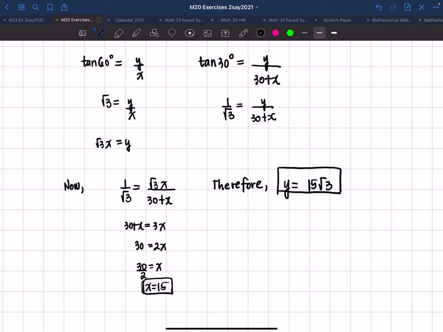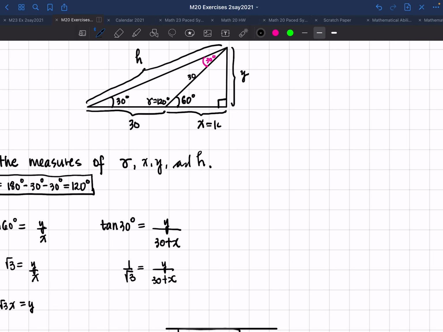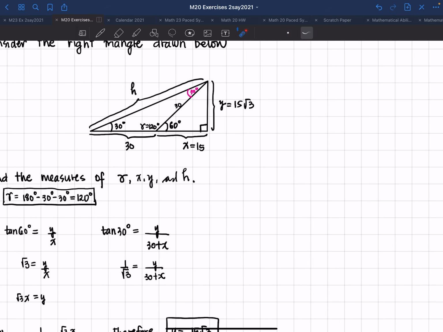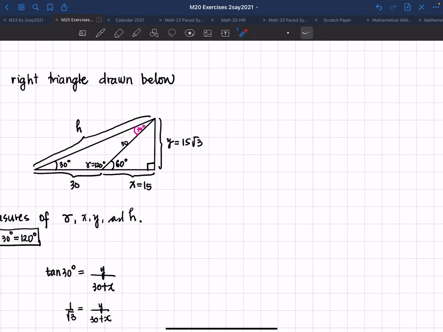Okay na ba yan? So, meron na tayo nito and ito. So, this is 15. This is 15 square root of 3. At yung h, madali na lang. Mag-apply na lang tayo ng right triangle trigno, ng Pythagorean theorem. So, sinasabi ng Pythagorean theorem, square nito plus square nito equals sa square ni h. So, we have 30 plus 15 squared plus 15 square root of 3 squared equal to h squared.